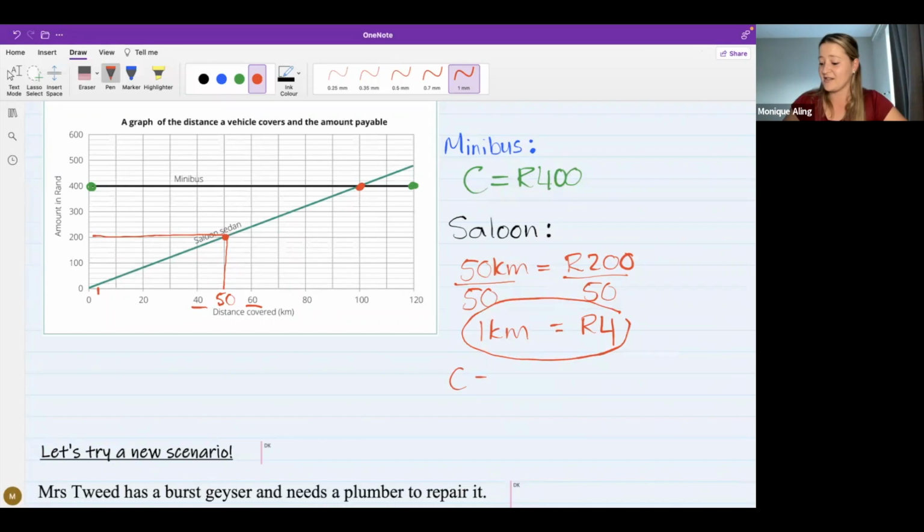Okay, so cost is equal to 4 Rand per kilometer, or you can say times by number of kilometers, or you can say 4 Rand times by X. As long as you're saying 4 times by something to do with the distance. I hope that explanation helps a little bit better.